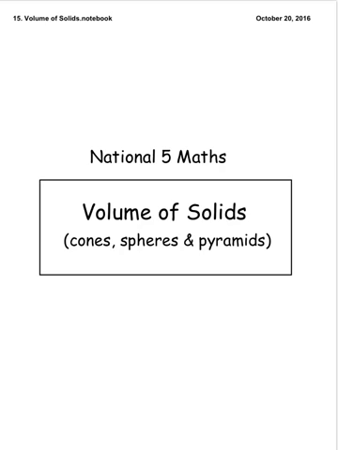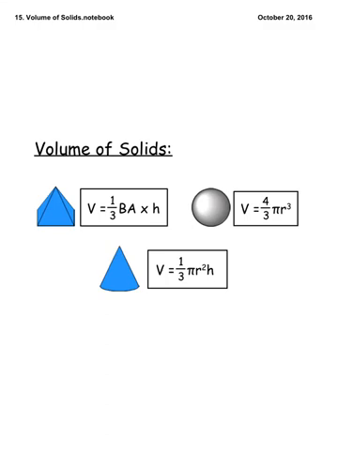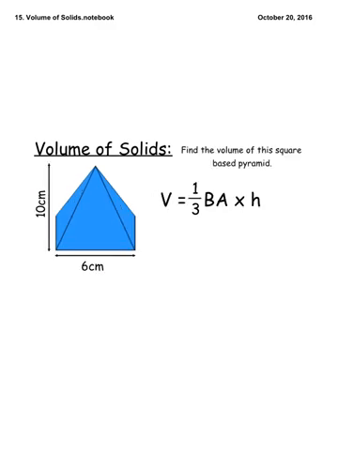Today we're going to look at volume of solids. The three different shapes you might be asked to find the volume of are pyramids, cones and spheres. The formulas for each of those are laid out next to their shape. So let's look more in depth at pyramids first.